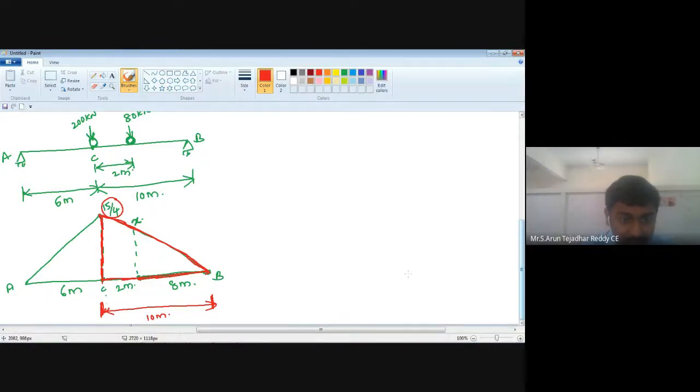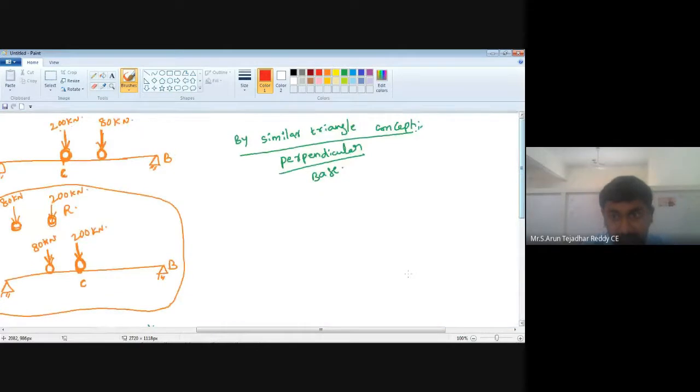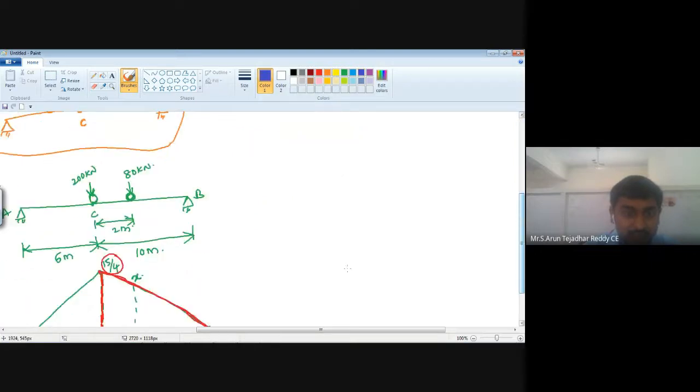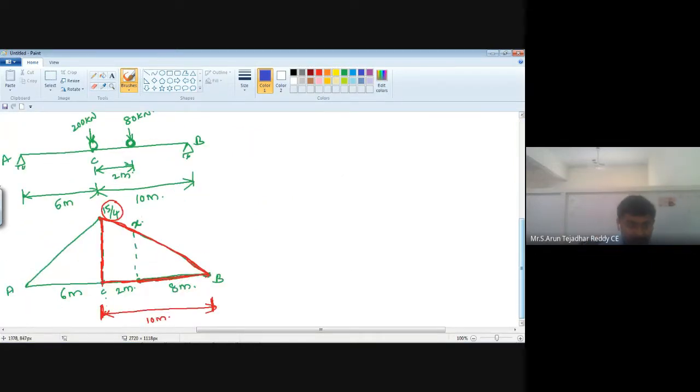So here perpendicular is 15 by 4. Base is 10 meter. So 15 by 4 by 10 is equal to the ratio for the other similar triangle, where we need the x value. So make one triangle here. Observe the blue color. The entire blue color is the other similar triangle.